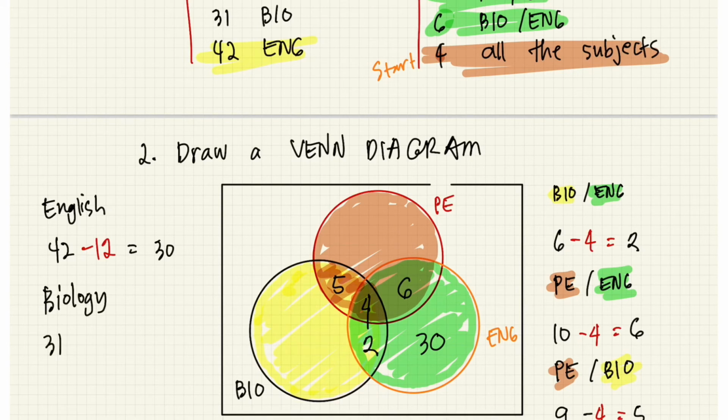For biology there are 31 students. As you can see, there are already numbers inside the yellow circle, so we have to subtract 11, because we have here 9 plus 2, that's 11. So the answer is 20. Our biology-only region, the yellow, left circle, is 20.